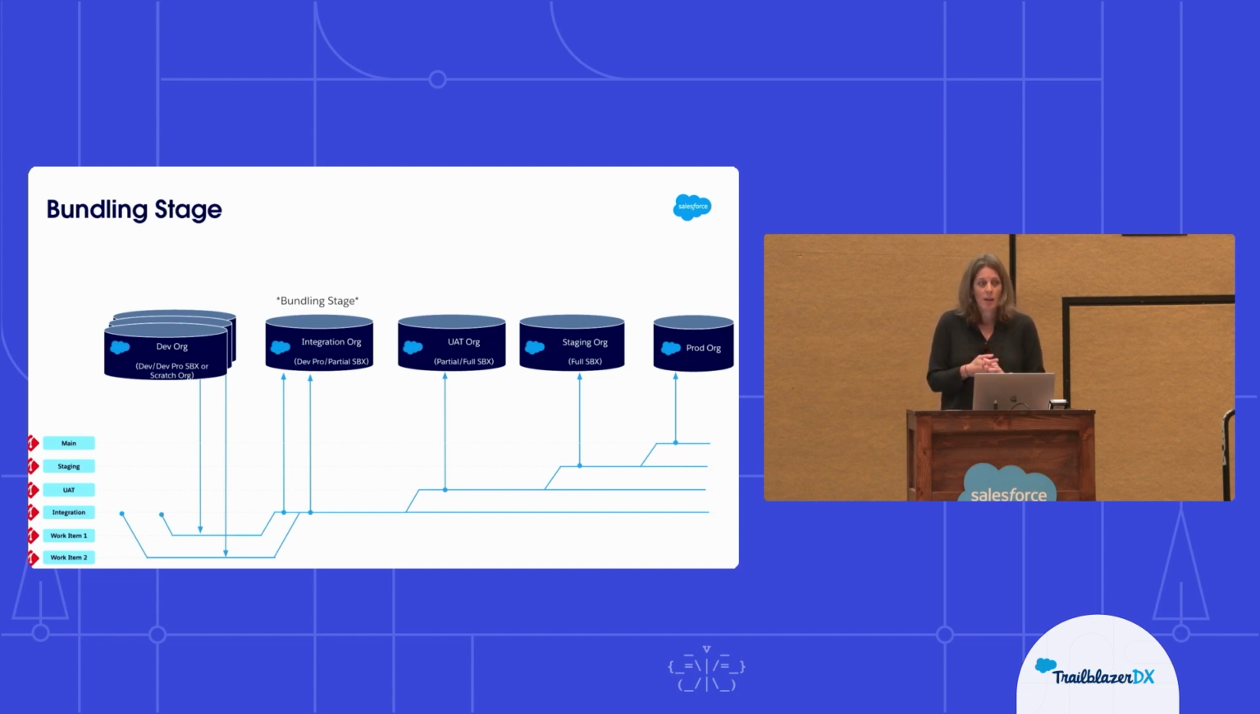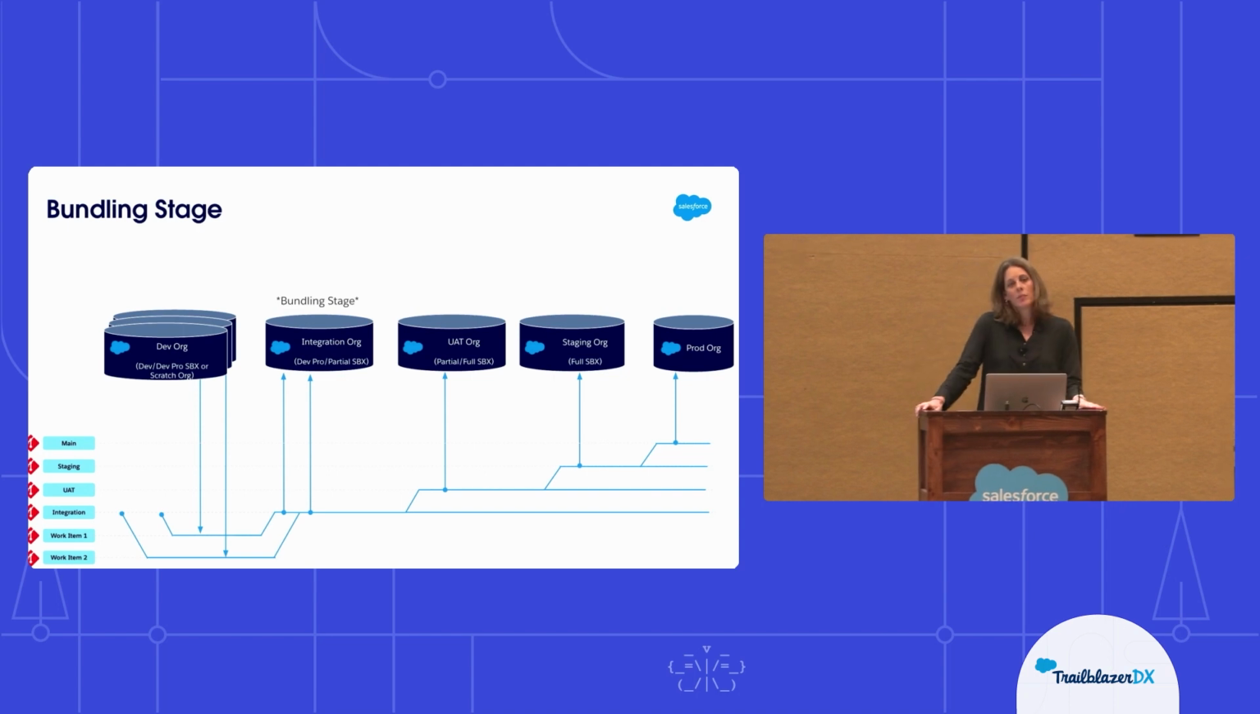So we presented this basic concept to our users early on in our design process for DevOps Center as part of our user testing. And the first thing that a lot of people said was, well, wait a minute. What happens if I have some work in UAT that I'm not ready to promote into staging? How do I keep something back?